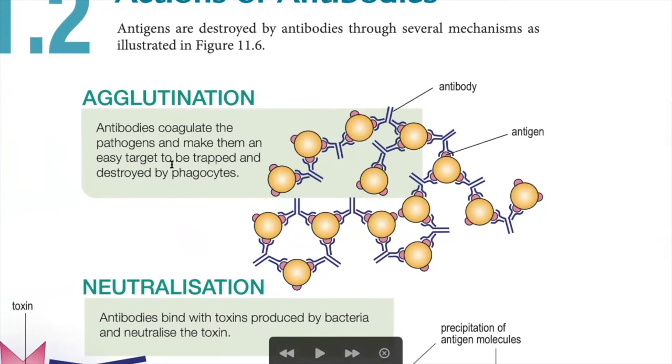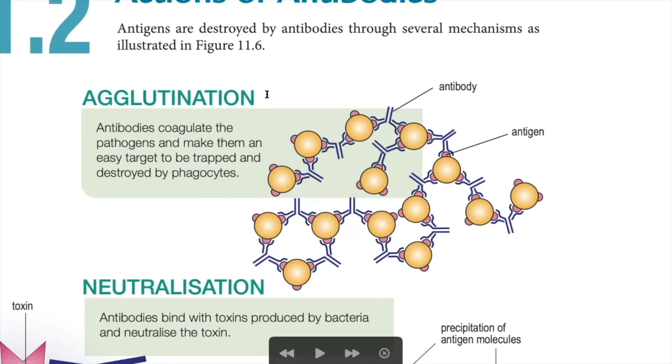Okay, so there are 5 ways how antibody can work. Pertama sekali, prosesnya nama dia adalah agglutination. Dalam bahasa Melayu, penggumpalan. How this happen? So, pertama sekali, the antibody will coagulate the pathogen. Dia akan menyebabkan pathogen tu membeku. Freeze. Okay, the antibody will coagulate the pathogen and make them an easy target to trap and destroy by phagocyte.